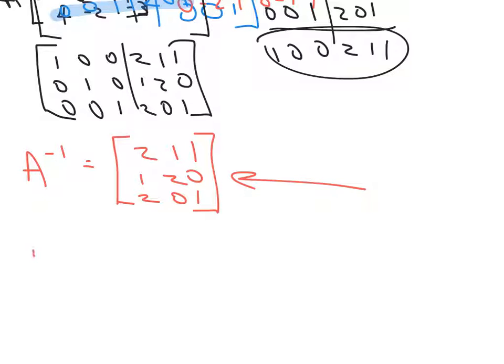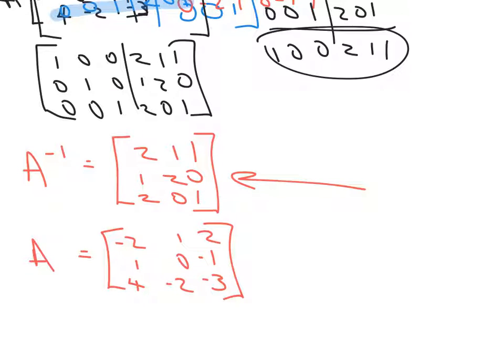So my A, at the very beginning, was negative 2, 1, 2, 1, 0, negative 1, 4, negative 2, negative 3. Notice there is no kind of pattern here where you can go, oh yeah, I can see that those are the inverses. You really can't tell just from that. So that's the tough thing about matrices, you really can't look at numbers and say, oh, well, that's the inverse, just off the top of your head. All right, so let's continue on.